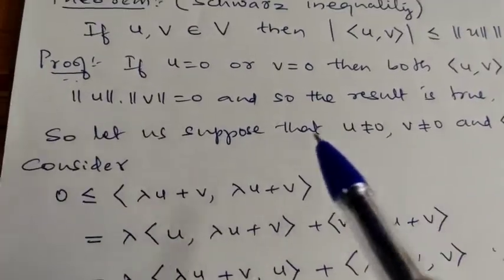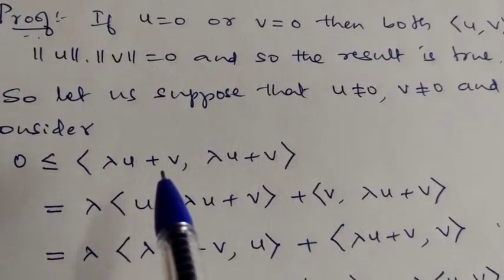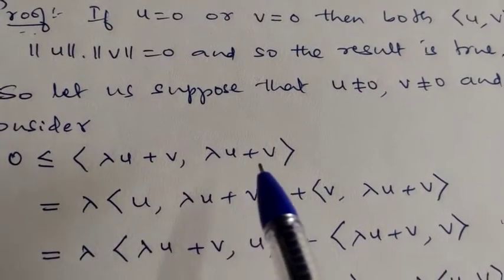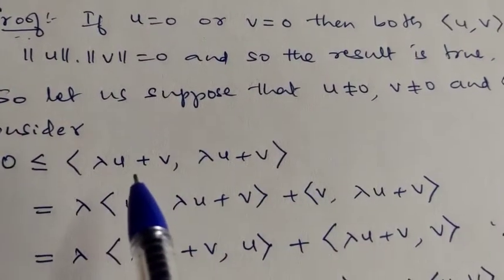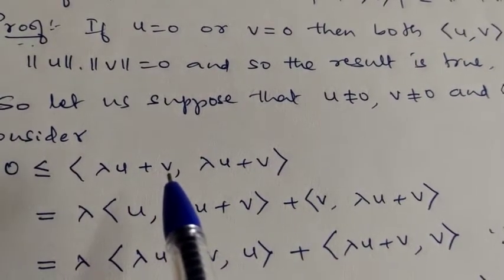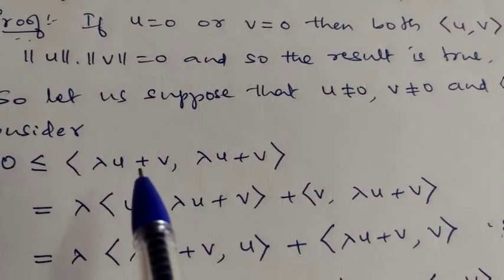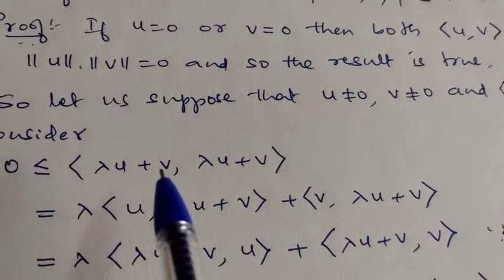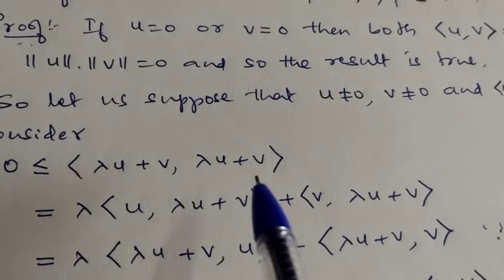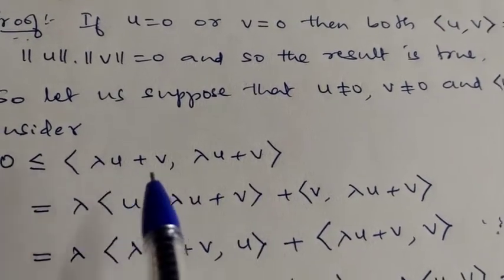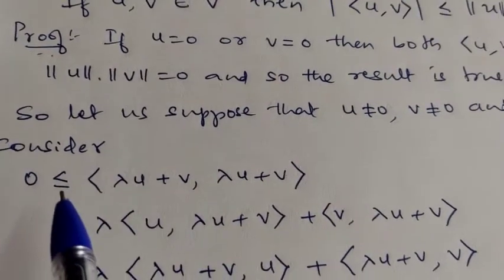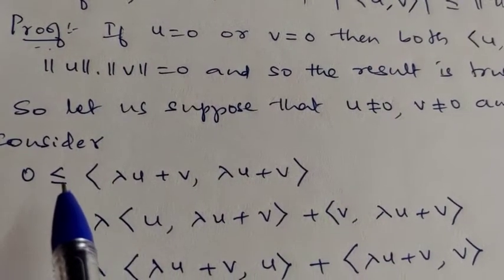Okay, now consider the inner product of lambda u plus v comma lambda u plus v. Now u and v are elements of V means lambda u is an element of V, and v is an element of V means lambda u plus v is an element of V. Okay, therefore we can consider such elements. Now the norm of any element is always non-negative, so I have taken this greater than or equal to 0.